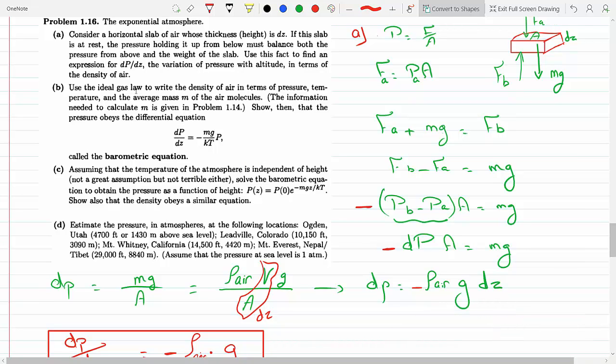Part B says use the ideal gas law to rewrite the density of air in terms of the pressure, temperature, and the average mass of the air molecules.